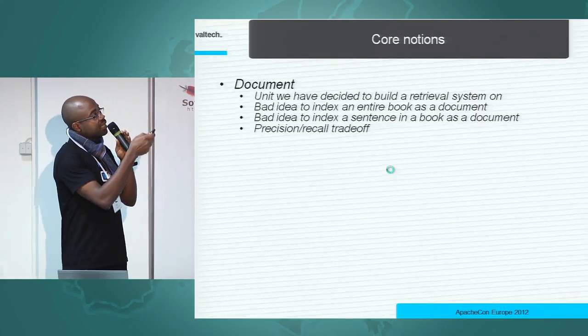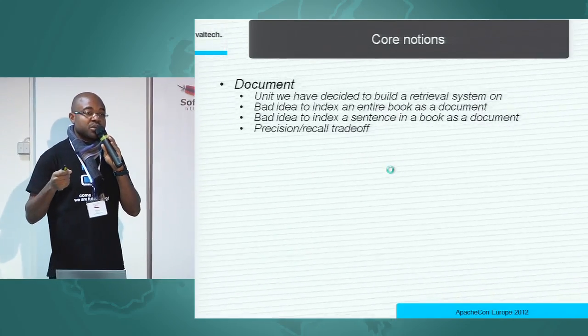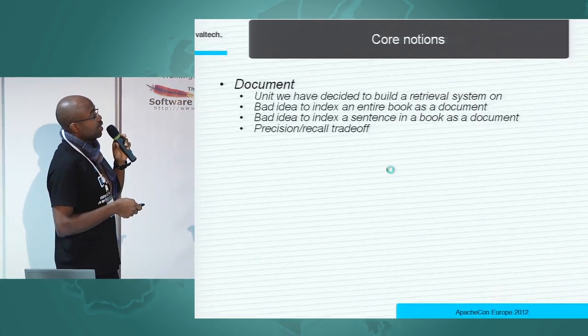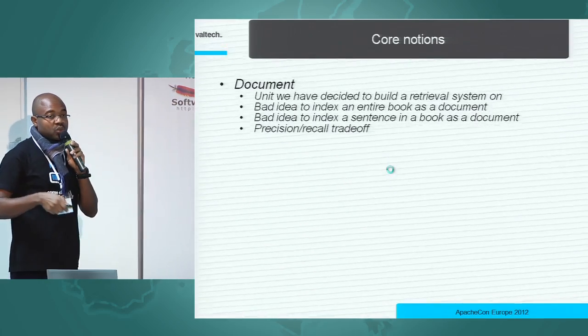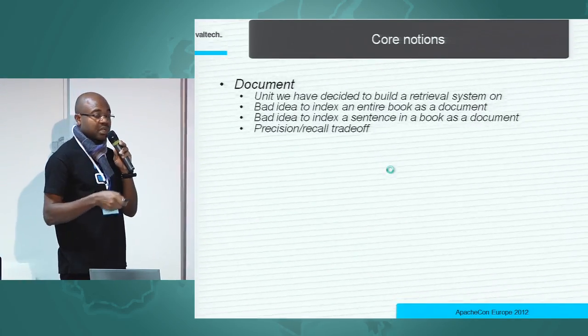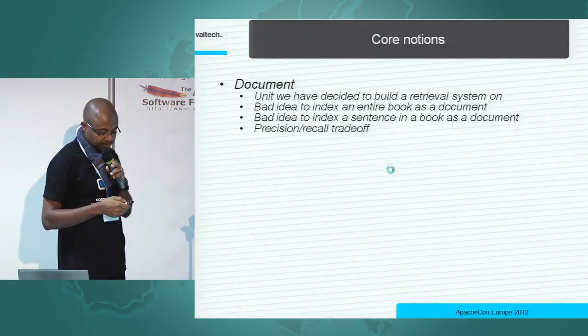If you take also a sentence as a document, you will miss many documents because they will be very sparse in your representation. So when choosing a document, you should take into account the precision and recall trade-off. And we'll talk later about precision and recall.